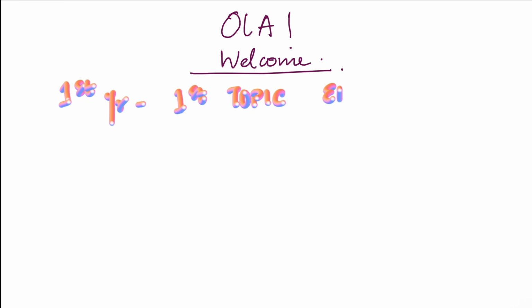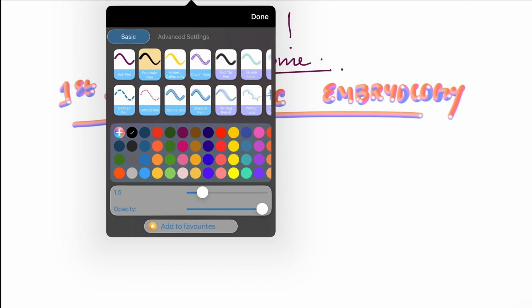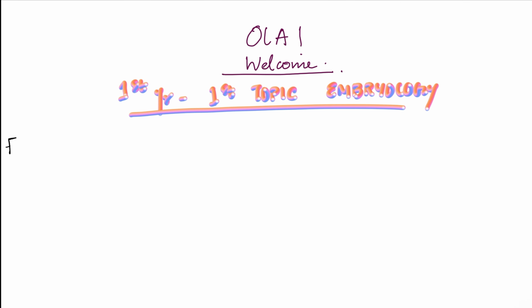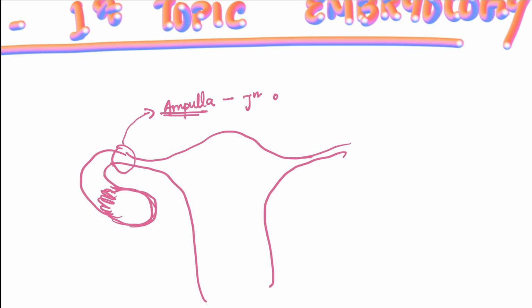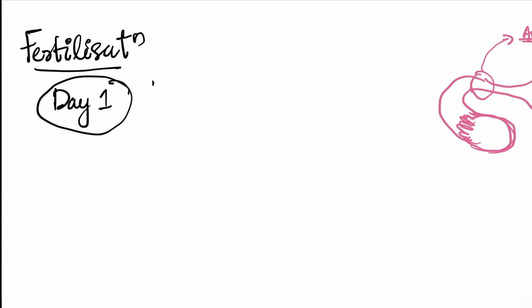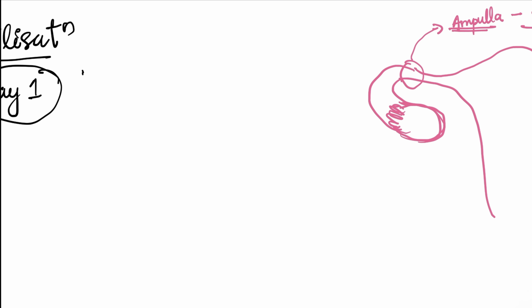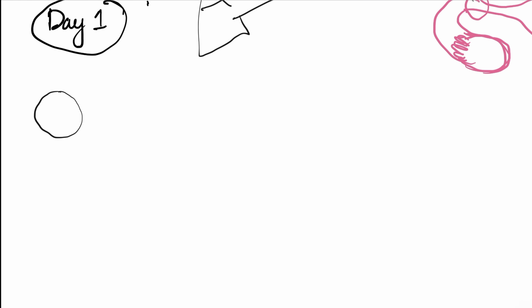So, today we have first year, first topic, embryology. And let's start. It all happens with fertilization. On day one, let me just quickly draw this out. And you can see this is a fimbriae and this is the ampulla, which is the junction of fertilization. Actually, fertilization happens in the ampullary-isthmic junction.